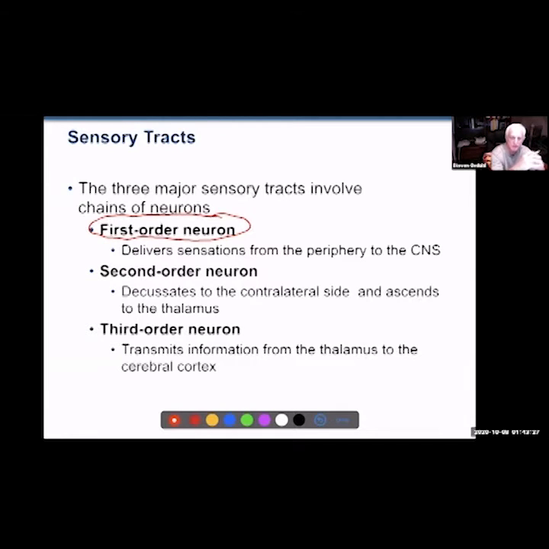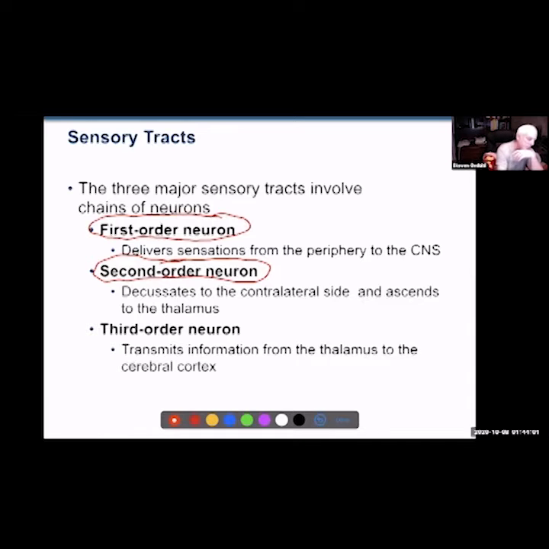The second-order neuron decussates to the contralateral side and ascends to the thalamus. Decussate just means to cross over: right goes to left, left goes to right. So it decussates to the contralateral side, the opposite side, and goes up to the thalamus. So your first-order neurons go from the environment into the spinal column. Second-order neurons run from the spinal column, cross to the opposite side and go up to the thalamus.